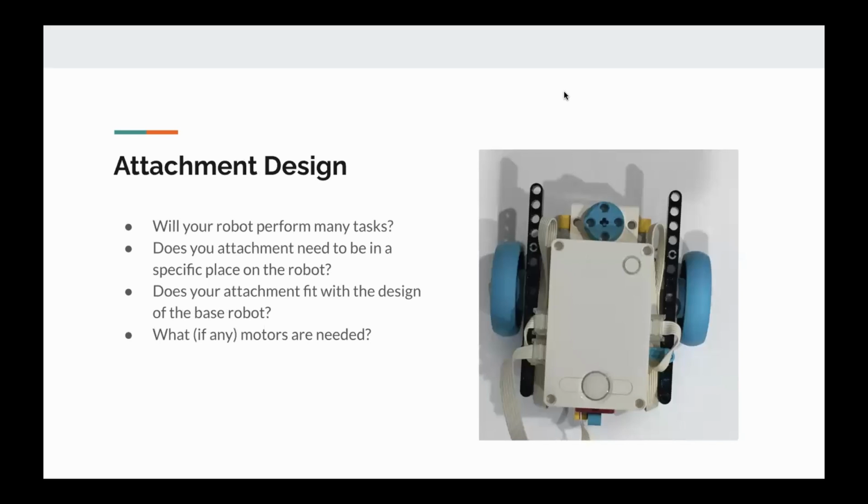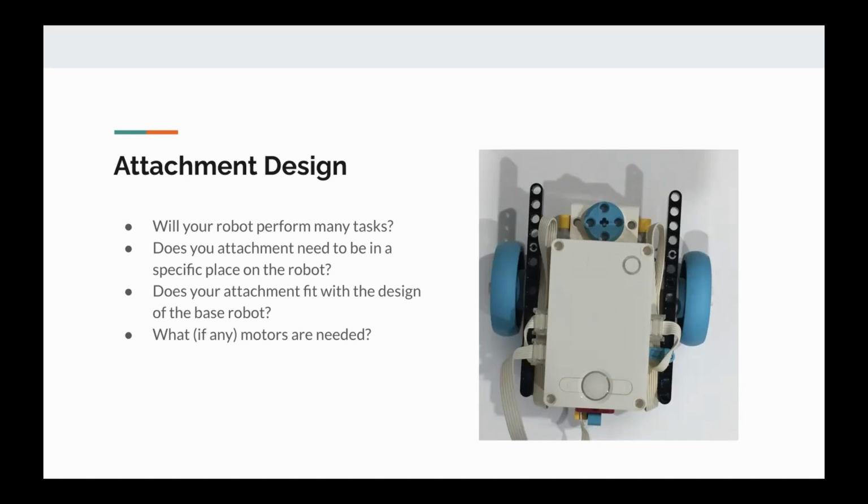So attachment design, like I said earlier, can be centered around either the robot or the task. And many times the primary question you'll ask is, will your robot perform many tasks and do you need multiple attachments to perform those tasks, or can you solve those tasks with one attachment? Another question you might ask is, does your attachment need to be in a specific place on the robot? For example, if you're pushing an object from the front, you don't want to put your attachment to push on the side of the robot because you would not be able to push from the side of the robot. You would have to either push from the front or the back. And so that could be a potential design constraint.